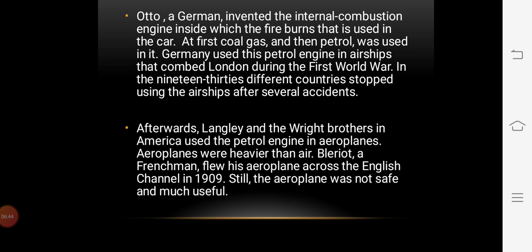Still, the aeroplane was not safe and not much use. Again, a Frenchman, Blériot, flew his aeroplane across the English Channel, but they were not satisfied, and it was not safe and not that useful. Still, after lots of struggle.